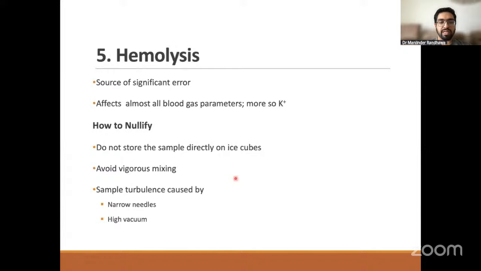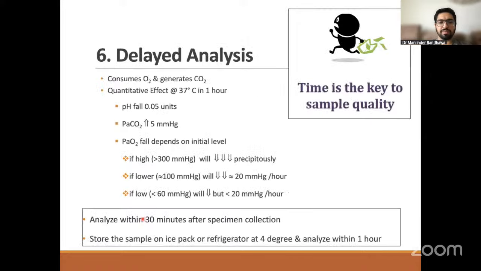So one, do not place it directly on ice cubes. Two, avoid vigorous mixing of the sample. So don't take the syringe and shake like this. And then don't use a very narrow needle, or don't use a very negative vacuum when you're taking an arterial ABG sample. Usually, if you're using a 1 ml syringe and a 24 gauge needle, the moment you prick the artery in a child who's probably more than 4 or 5 years of age, it'll fill up by itself. You don't even have to pull the plunger. If you pull the plunger too hard and create a very negative pressure, you will cause hemolysis.